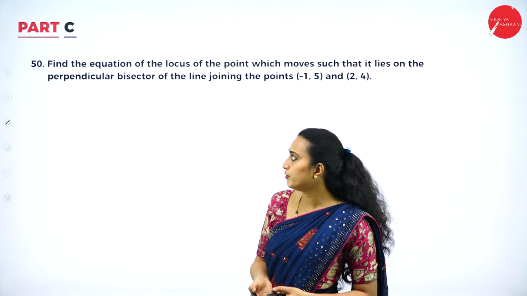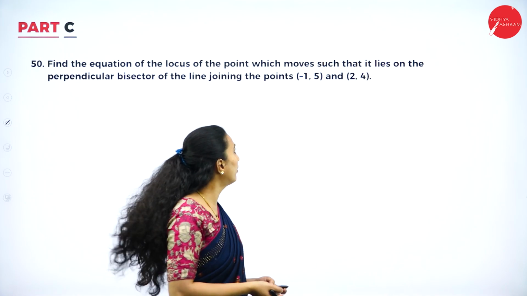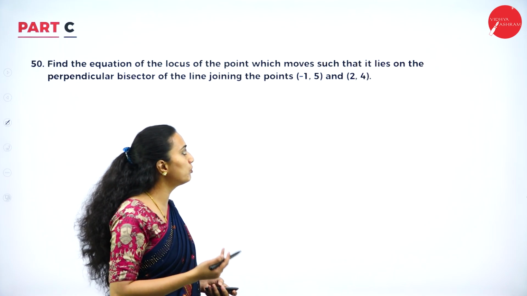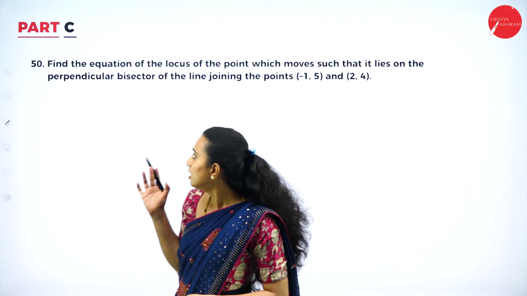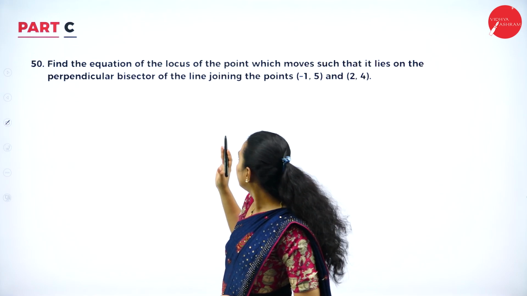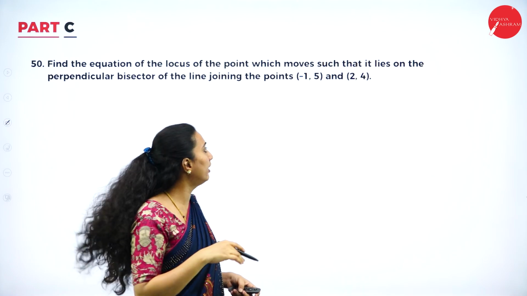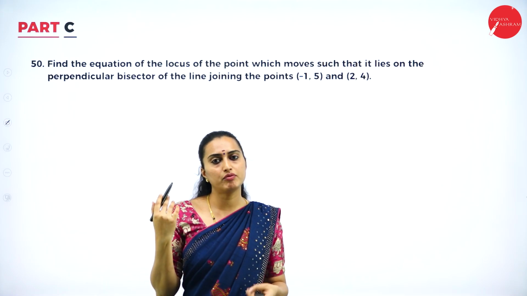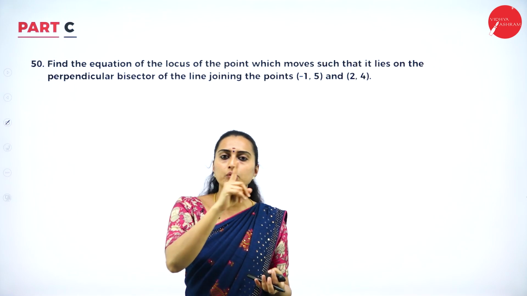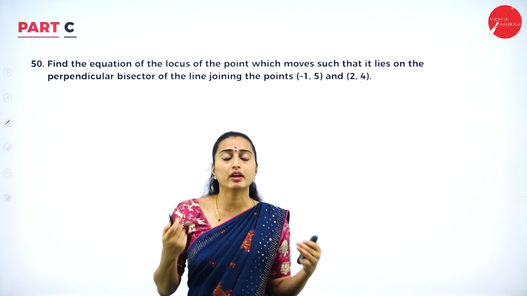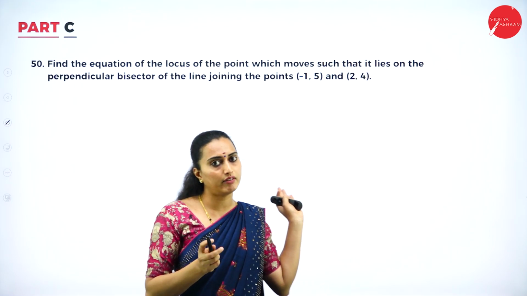That is question number 50. Find the equation of the locus of the point which moves such that it lies on the perpendicular bisector of the line joining the points minus 1, 5 and 2, 4. This is the question from locus and its equation. Only one question they are going to ask, which is 3 marks. And any question they can ask here, they have asked like this.